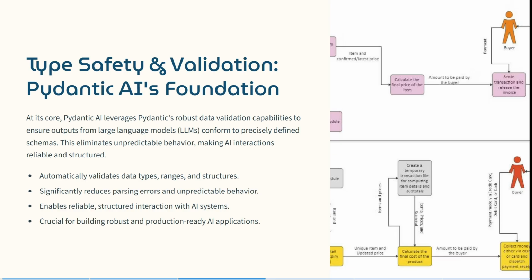this ensures output from large language models conform to precisely defined schemas. It also eliminates unpredictable behavior, making AI interactions more reliable and a little bit more structured. Some of the things that you can expect is the ability to automatically validate data types, ranges, and structures. You can significantly reduce parsing errors and unpredictable behavior. You can enable reliable, structured interactions with your AI systems. And then it's crucial for building robust and production-ready AI applications straight out of the door.